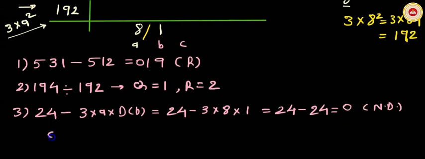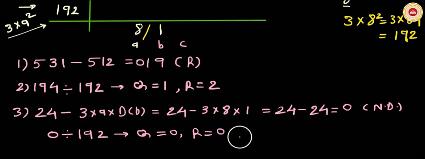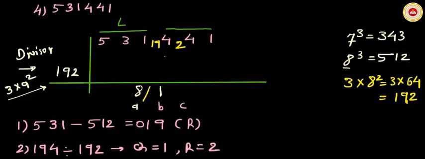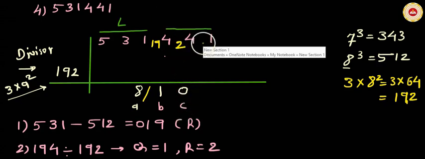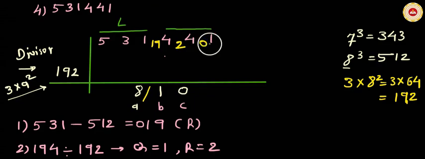Now let us divide this net dividend 0 by divisor 192, which gives us quotient how much? 0. No doubt, remainder is 0. So let us write quotient 0 and remainder 0. Let us write quotient 0 below this 24. This is third digit, and we name it C. And remainder 0 as prefix to next digit in the dividend. Now read this as 01. This is our next gross dividend.